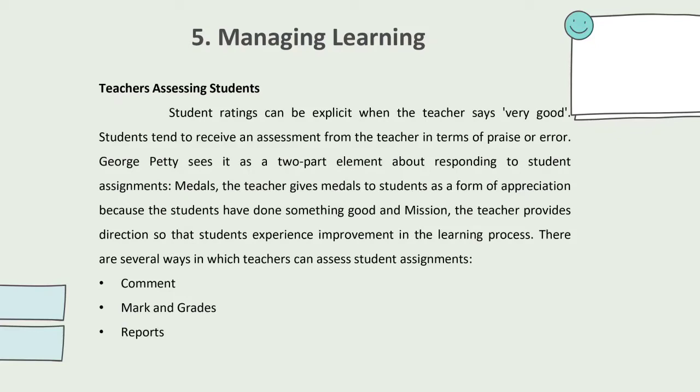Second is marks and grades. Students always want to know how much their assignments are worth. A value of 9 or 10 on an assignment can be written in the form of a letter, namely A. For example, the value of B+ is for speaking activities. This is a clear indicator that students are doing well. When students get good grades, they will be more motivated to learn.